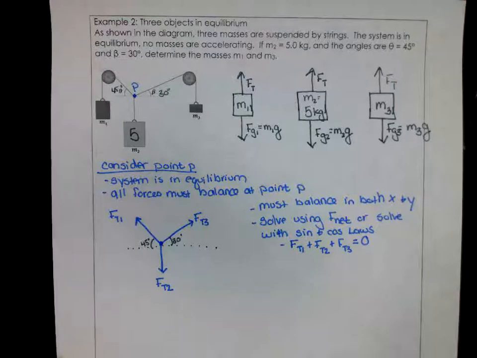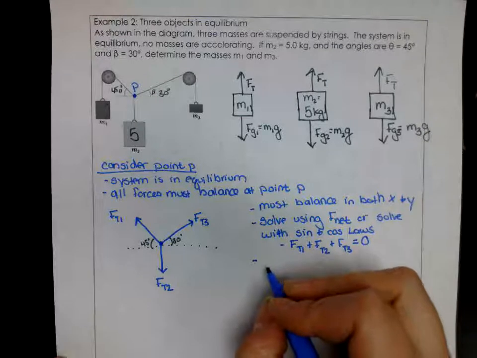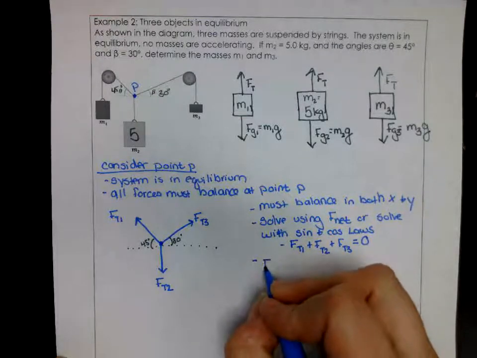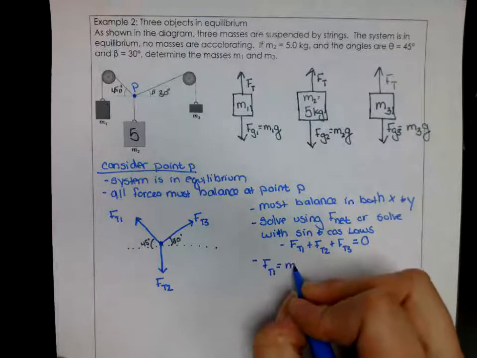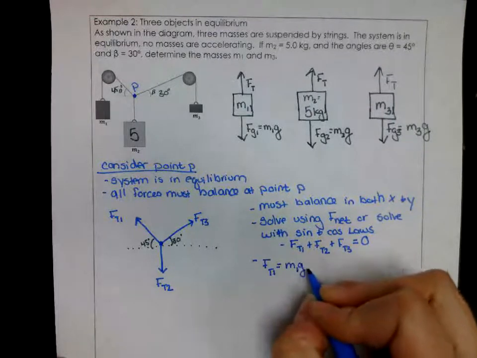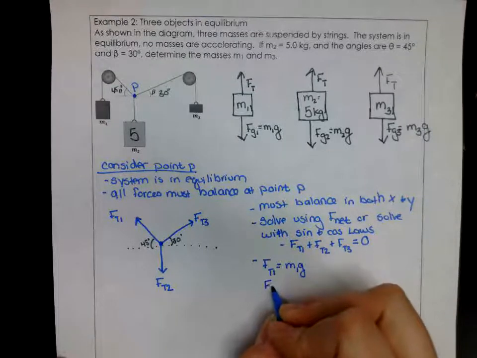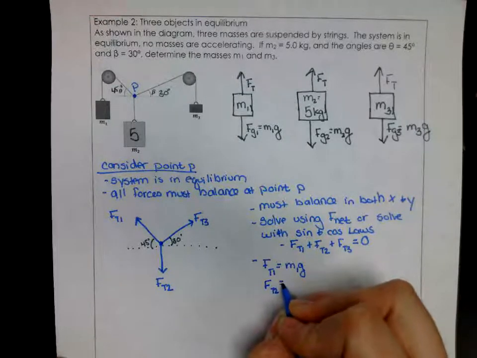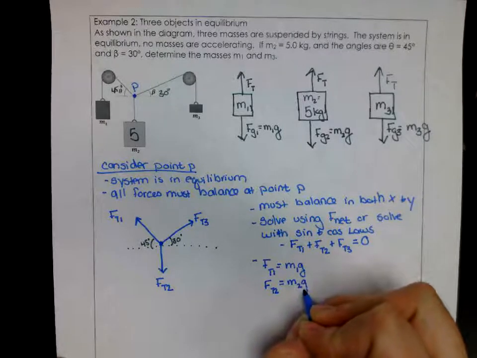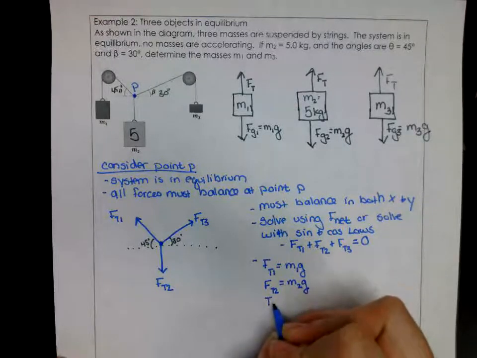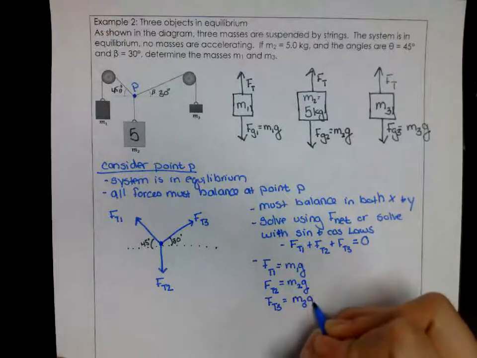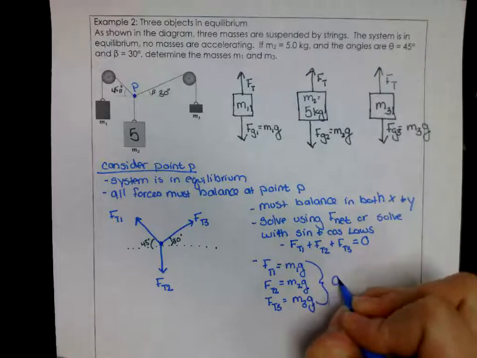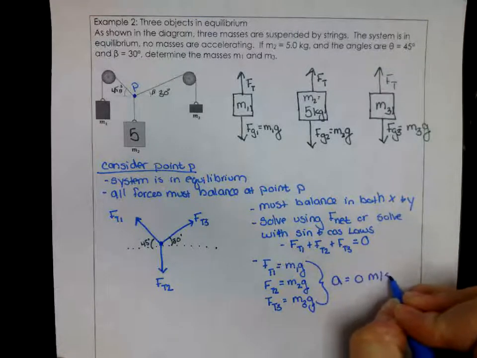All right, before we get started, a little something to help us out is going to be something to remember here. So, the force of tension 1 is equal to mass 1 gravity. The force of tension 2 is equal to mass 2 gravity. And the force of tension 3 is equal to mass 3 gravity. And we can say this because our acceleration is 0 meters per second squared.